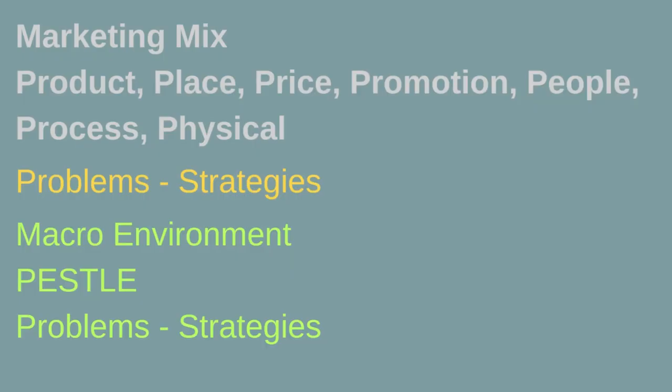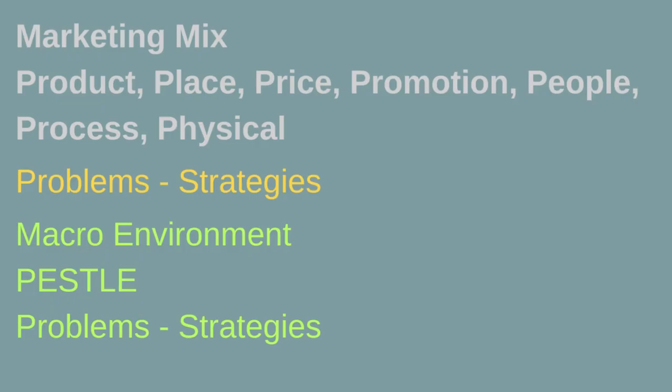So, what do we need to talk about? Marketing mix, product, place, price, promotion, people, process, physical. Problem strategies, macro environment, PESTLE, problem strategies. This is what I would suggest is your mind map before you even start, so that you can say to yourself, have I covered everything? Now, you are going to get a mark for product, place, price, promotion, people, process, physical, because that hasn't been mentioned in the question. You are going to get a mark for PESTLE and explaining PESTLE.